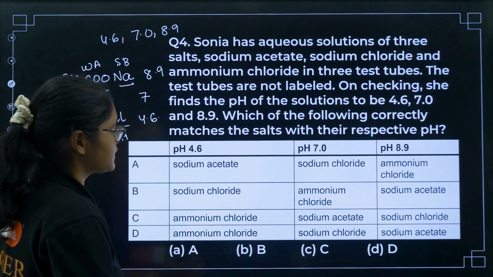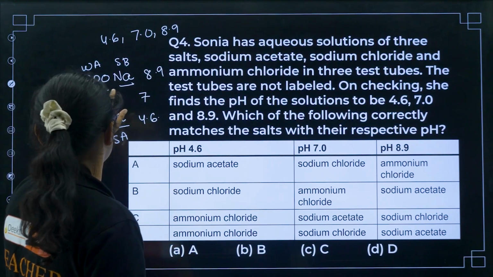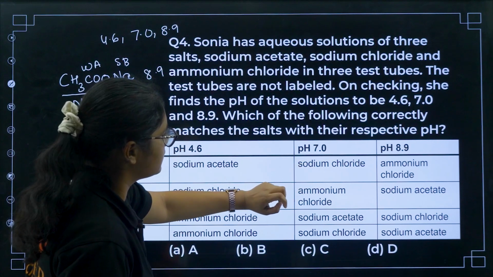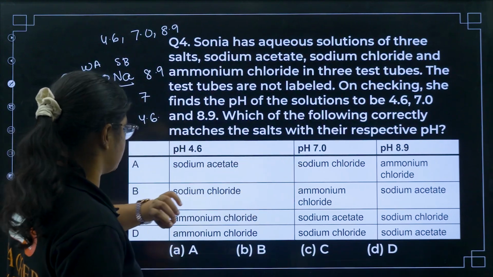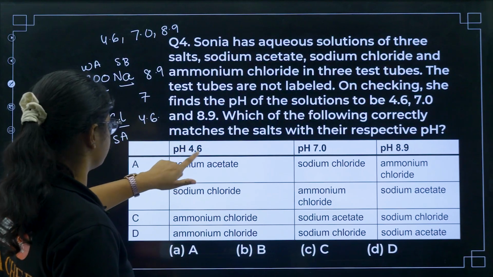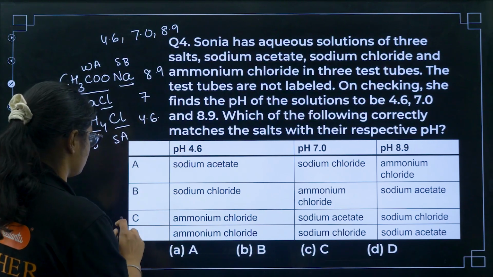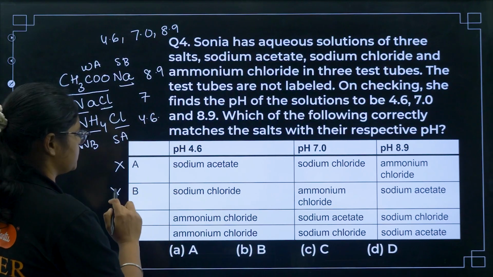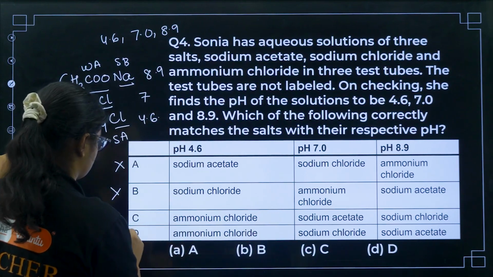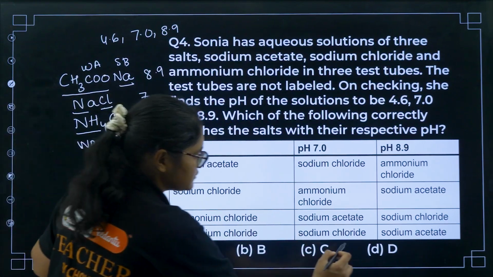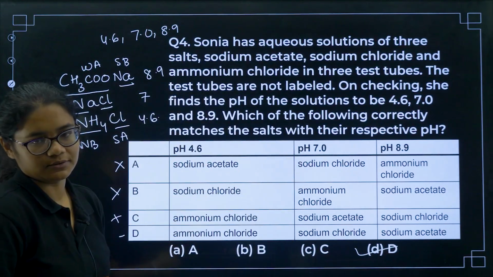Now you can say which is correct. Sodium acetate, okay, the pH given is... okay, like this the options are there, right? Okay, so we need 4.6 is ammonium chloride, so we have these 2 options, right? We can eliminate these 2 options. Next, 7 is NaCl, so that is your this one, so option number D. So where is option number D? That is your option number D here.